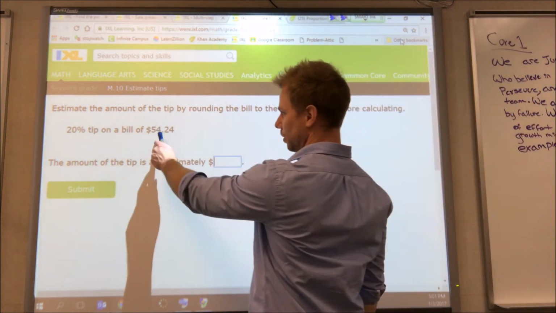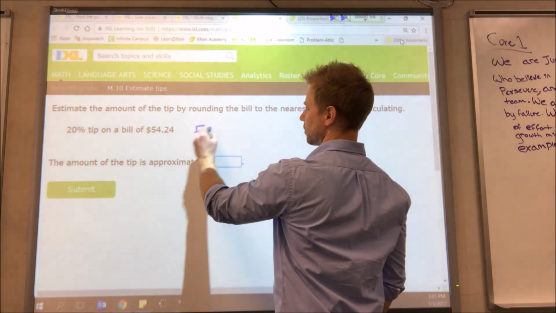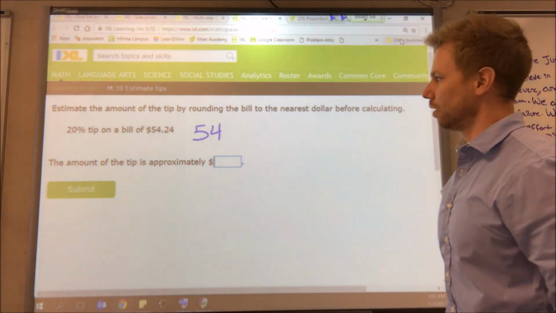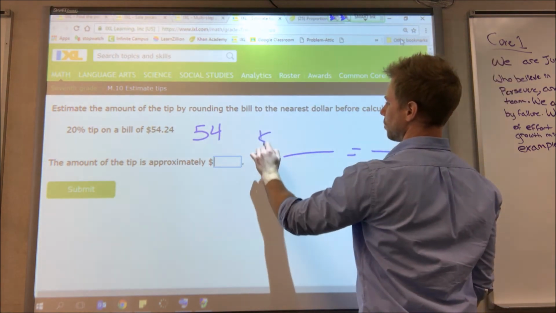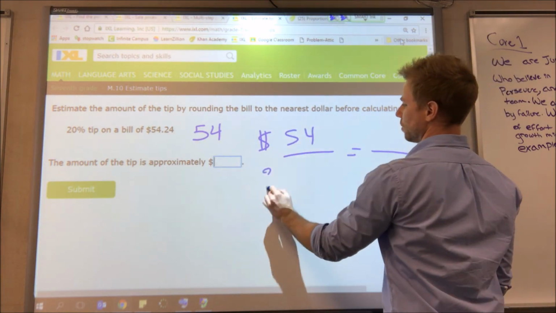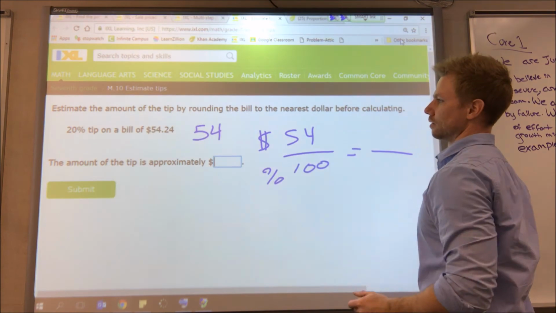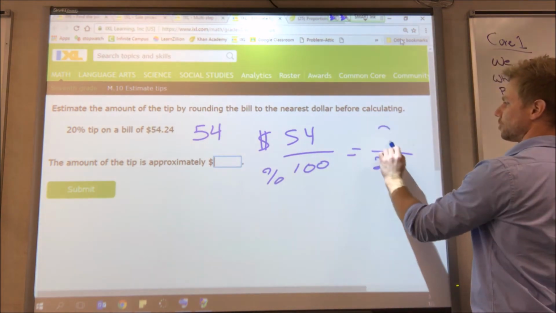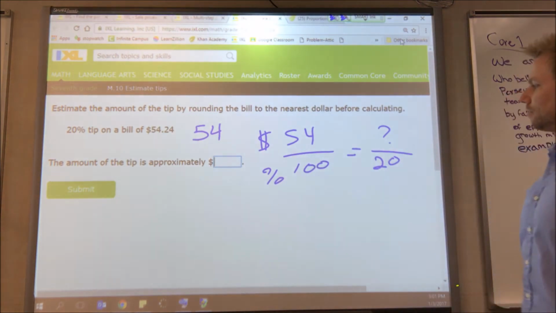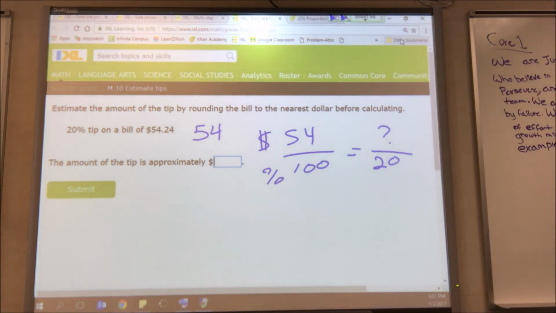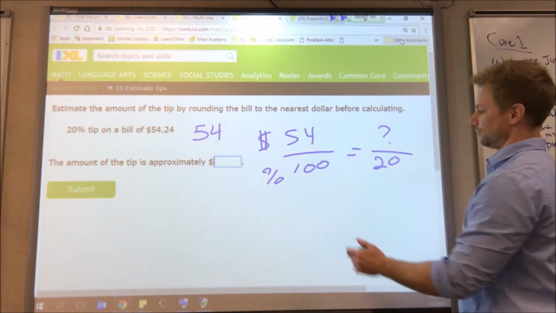Okay, same thing, it's below 50 cents, so that's going to round down to just 54. 54 is our original price, so that goes with 100%. We want to know how much 20% is. So cross multiply, divide. 54 times 20 is 1,080 divided by 100.